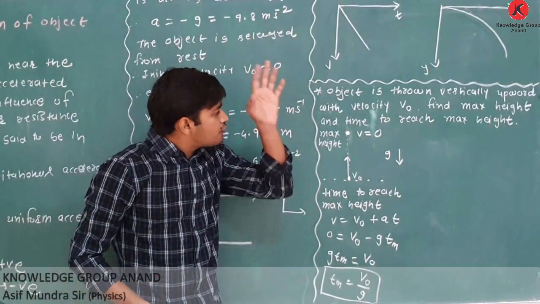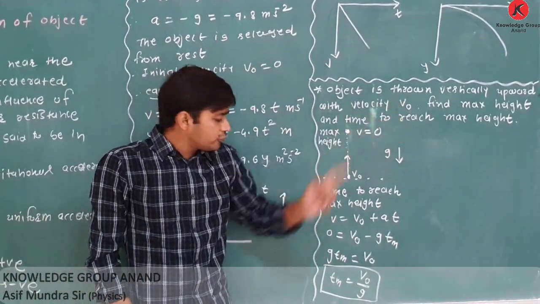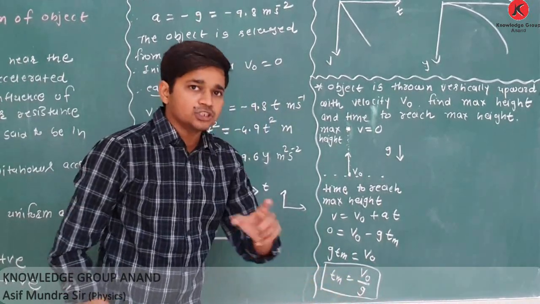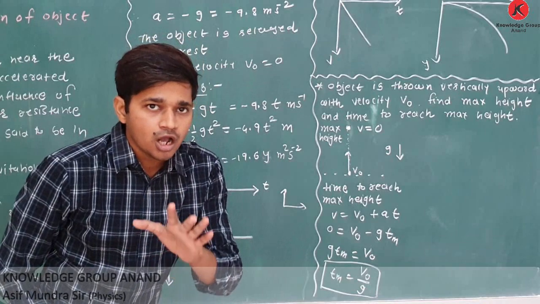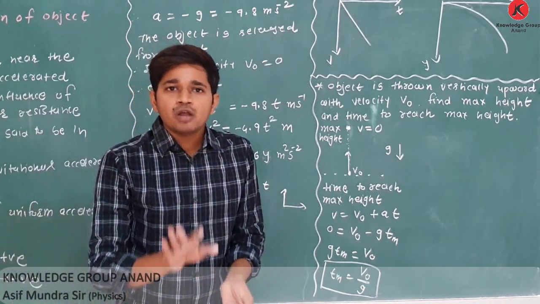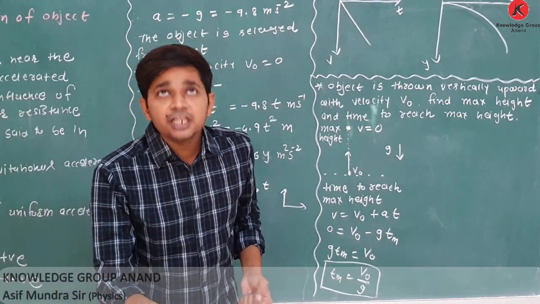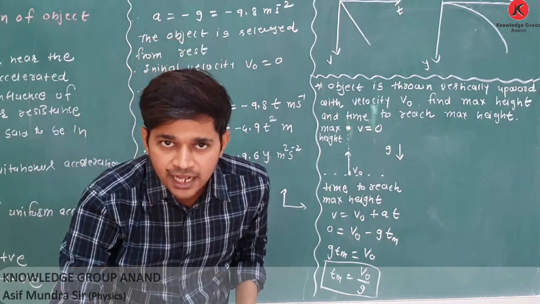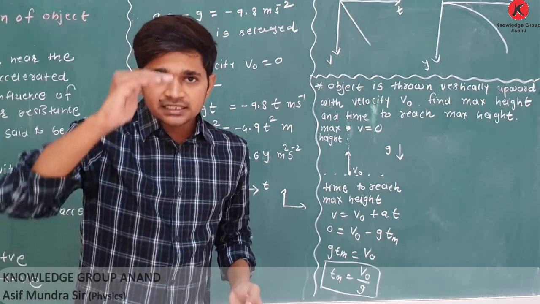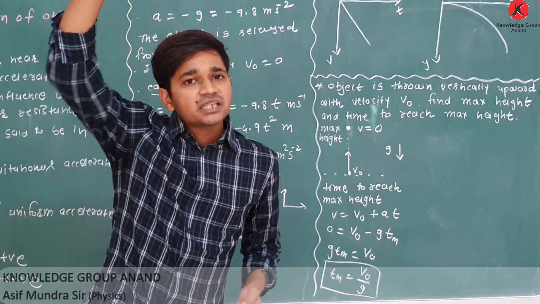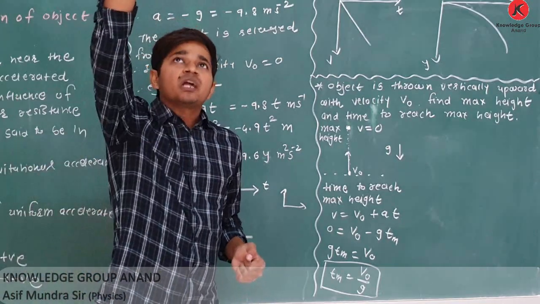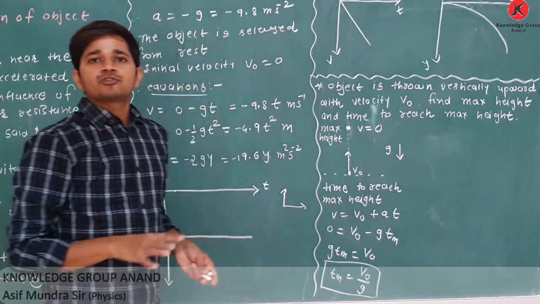If you find any object with velocity v0 in the upward direction, then the time to reach maximum height is v0 upon g. Clear? Any doubt? Again, what you have to remember: if you throw any object in the upward direction, the gravitational pull is always in the downward direction. Its velocity decreases. At maximum height, its velocity becomes 0. And then after, due to gravitational force, it again comes to the ground.